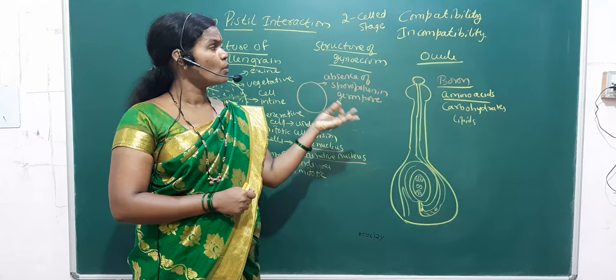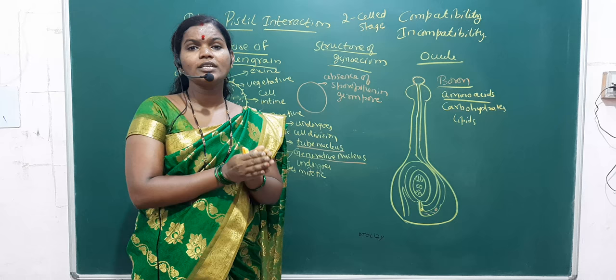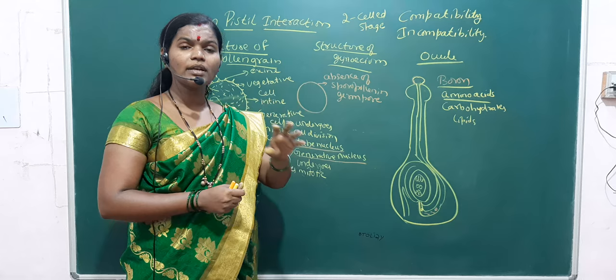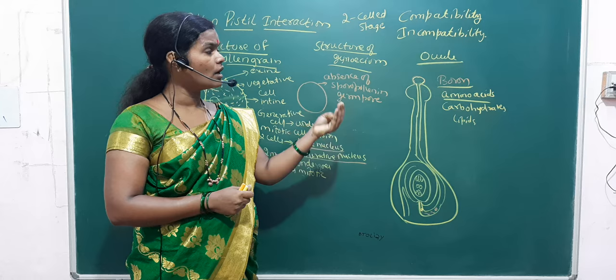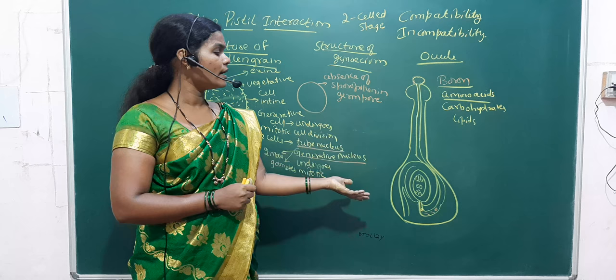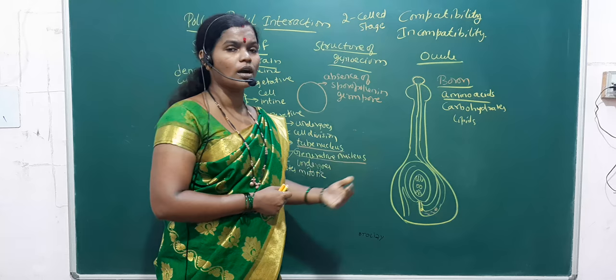So two terms you are going to see, compatibility and incompatibility. Compatibility means matching of the pollen grain and the stigma. Incompatibility means the pollen grain is not going to germinate on the stigma due to various reasons. It may be the mismatching of the chemical components, or the pollen grain and the stigma being from different species. And maybe the unsuitable condition also; the temperature, the humidity, the atmospheric condition should be favorable for this process to occur. So this is the concept of the pollen pistil interaction.